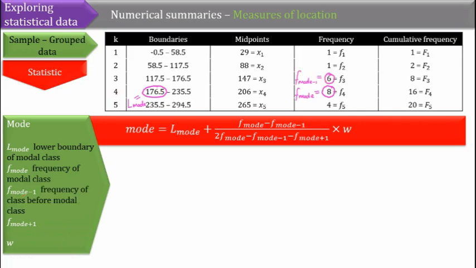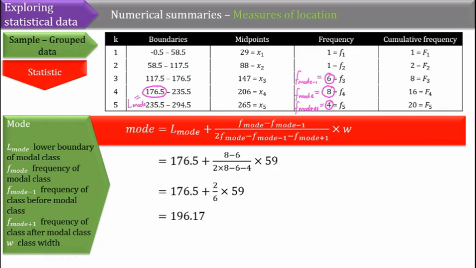Then the frequency of the class before the modal class. So this is it. It will have a frequency of 6, then plus 1. So that will be the frequency of the modal class, frequency of the class after the modal class. So that will be 4. And then the class width, which again can be any upper boundary minus the lower boundary. So if you take that minus that, it's 59. If you take that minus that, it's still 59. Substituting all of that and solving, we get 196.17. And again, this is an estimate because it comes from group data.